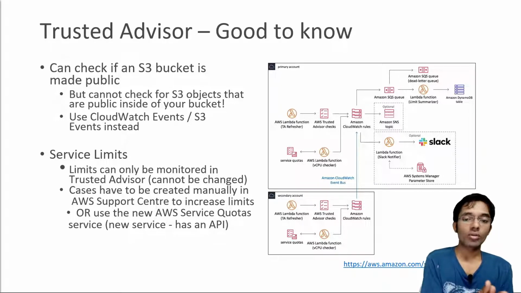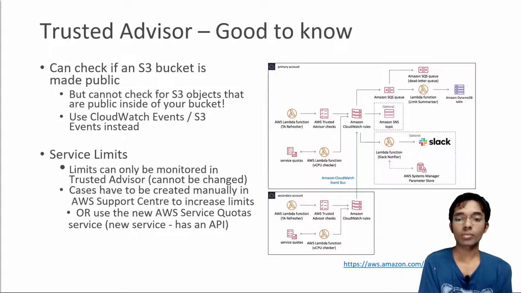Now there's a new service called AWS Service Quotas, which has an API to increase the service limits, but I don't think it appears in the exam just yet. But if it does, remember AWS Service Quotas has programmatic access to change these limits, but Trusted Advisor does not. The limits can only be monitored in Trusted Advisor when you have a Business or Enterprise plan, but the API cannot be used to change the limits themselves.